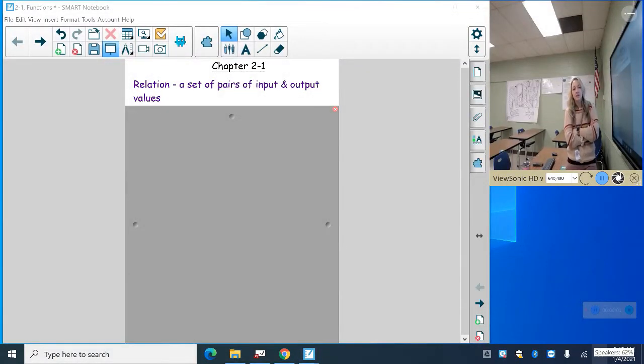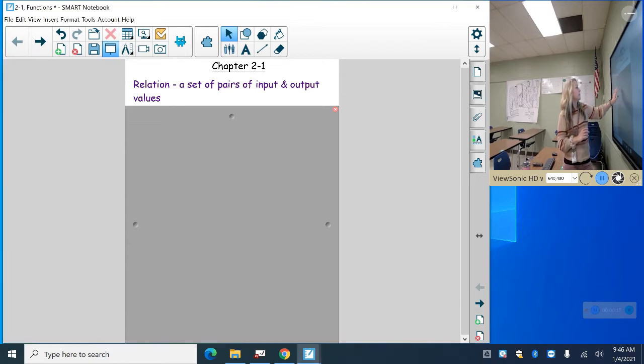Okay, the next section, chapter 2, section 1, we're actually going back a little bit, and we're going to talk about functions and the vertical line test, whether an equation is a function. Okay, first of all, let's talk about a relation. A relation is just a set of pairs of inputs and outputs.